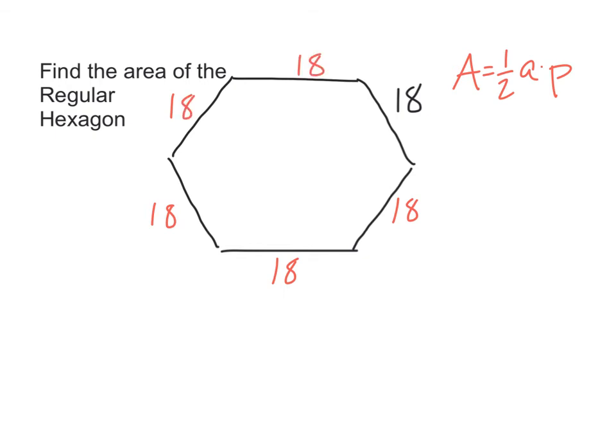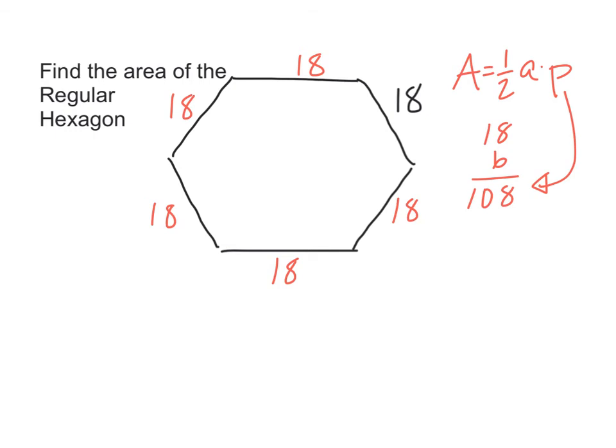Okay, and so we can do, let's see, we have 6 of them, so we can do that pretty quickly. 18 times 6, 48, 108. So perimeter is 108. So we know that part. Now we just need to figure out the apothem part. Well, how do we do that? Well, let's see what we can figure out. What are some things we know?